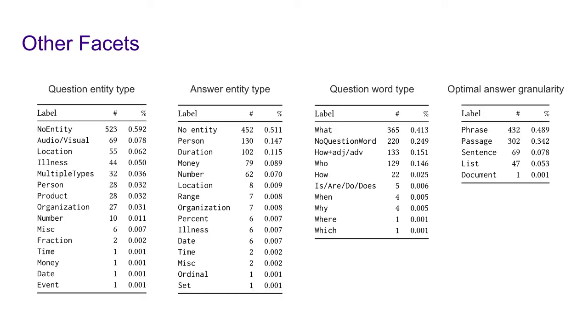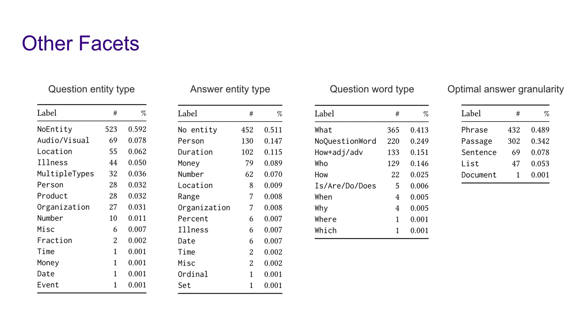Here we see the label distributions for the remaining facets. According to the first table, about half of the questions mention at least one entity in the query string. Audiovisual entities, like songs and movies, are the most common entity type, about 8% of the labeled questions. According to the second table, a bit more than half of the questions expect an entity in their answer. The most expected entity type is person, followed by duration and money.